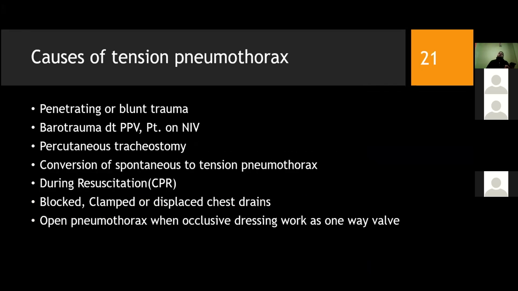Causes of tension pneumothorax are blunt and penetrating trauma. However, also barotrauma, if the patient is mechanically ventilated and on positive pressure ventilation, or even in NIV, and in some cases like percutaneous tracheostomy, and cases like the conversion of spontaneous pneumothorax to tension pneumothorax. Even during resuscitation like CPR, there can be a fractured rib, which can cause pneumothorax as well. And in patients who already have a chest drain, due to blockage or clamping of the tube, there can be a tension pneumothorax situation.